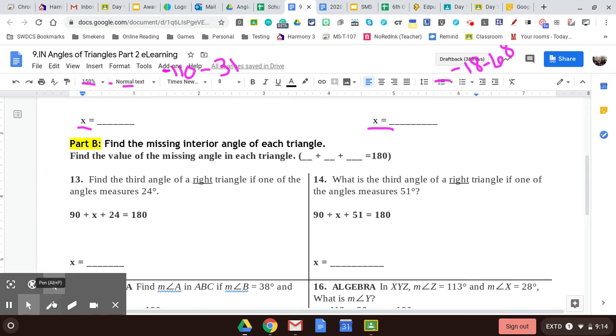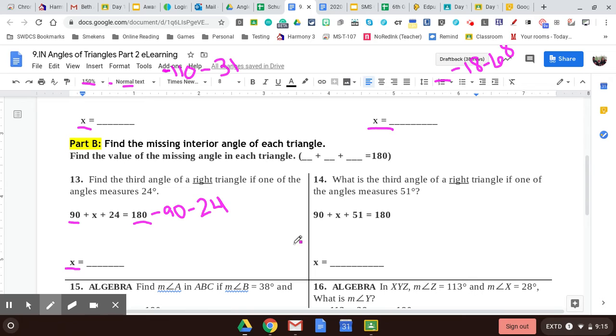Okay, these next two: find the third angle of a right triangle if one of the angles is 24 degrees. So that's how I got 90, because a right angle always has 90 degrees and I have 24. So I'm going to start with 180 minus 90 minus 24, which is going to give me x. So what is x?